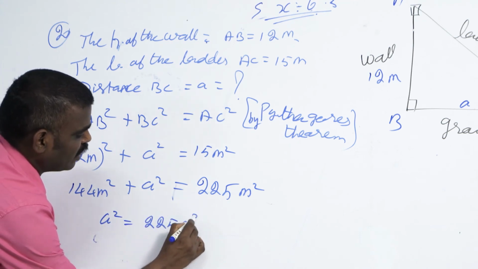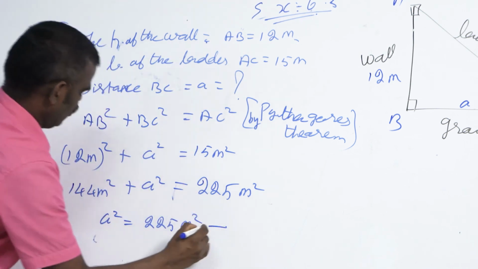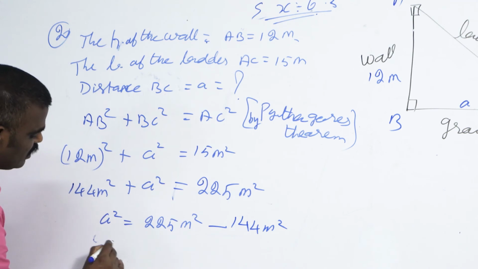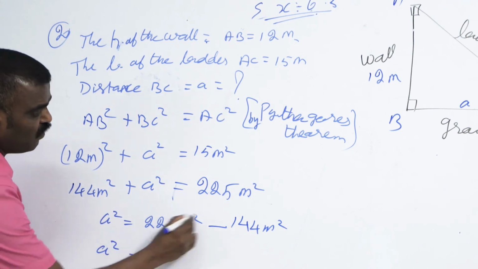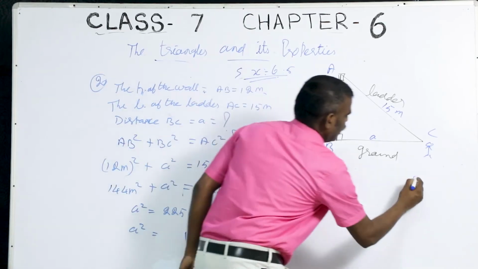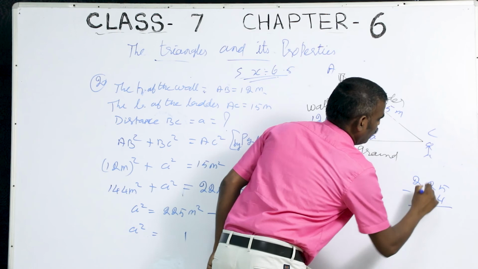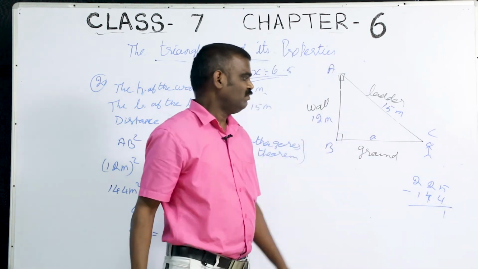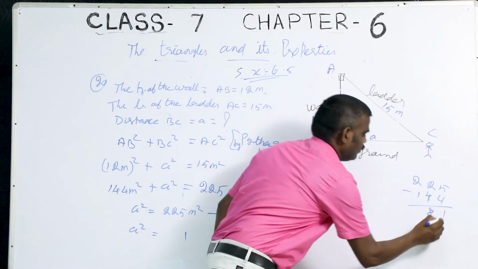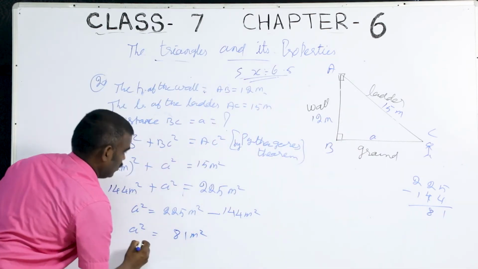So A square equals 225 meters square. Here it is adding plus, so on the other side it will become minus. How much? 144 meters square. So A square equals 5 minus 4, how much? 1. 225 minus 144. 5 minus 4, 1. 2 minus 4 cannot go, borrow 12. 12 minus 4, how much? 8. 1 minus 1, 0. So 81 meters square.